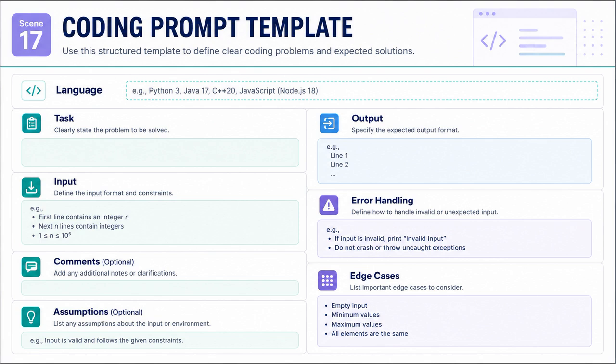Now let's look at template 5, coding prompt. Use this when asking for code. Act as a senior software developer. Write code to specific task. Use language/framework. Input data or requirements. Output expected result. Include comments, error handling, and explanation. Also ask the AI to mention assumptions and edge cases.